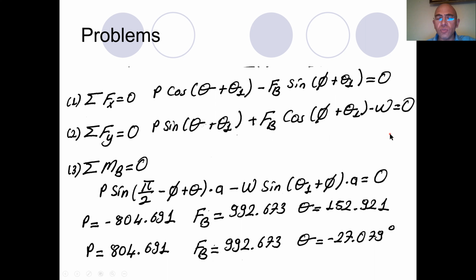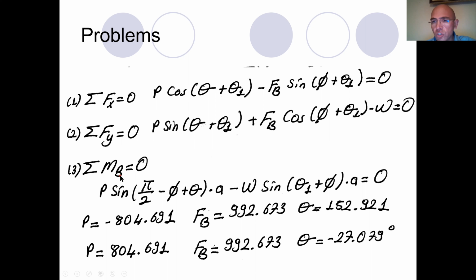Now let's write the sum of the forces in x direction. We will write the equilibrium equations. Of course, in x direction, we have P cosine theta plus θ1 minus FB sine phi plus θ1, and this has to be equal to 0. In y direction, it is P times sine theta plus θ1 plus FB cosine phi plus θ1 minus W, has to be equal to 0. This is my second equation.